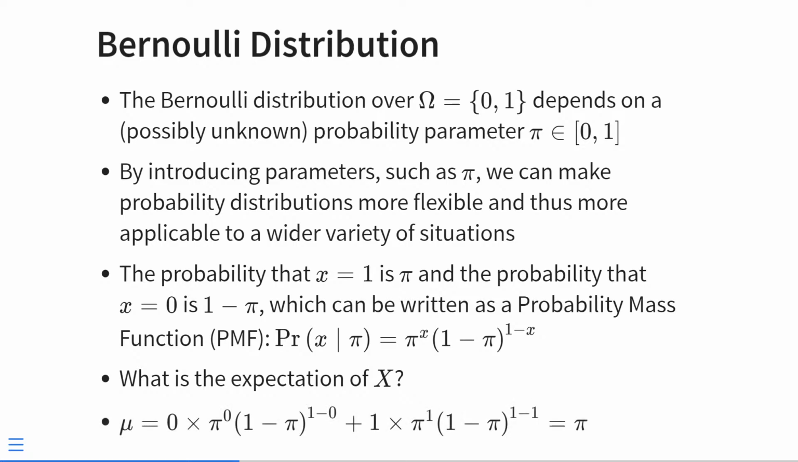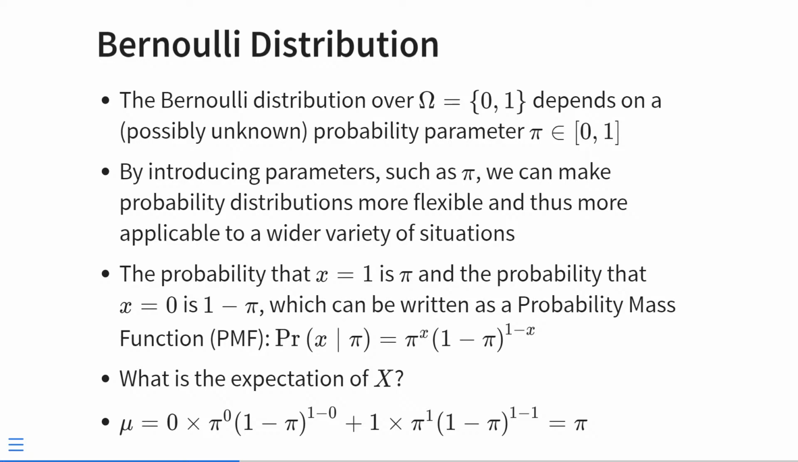Yeah. So technically speaking, it's 0 times something, but 0 times whatever is 0, plus 1, x equal 1, times pi to the 1, which is pi, times 1 minus pi to the 0, which is 1. So you have pi times 1, which is pi. So the expectation for a Bernoulli random variable is pi.